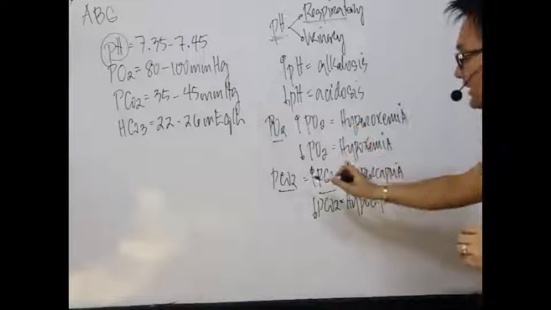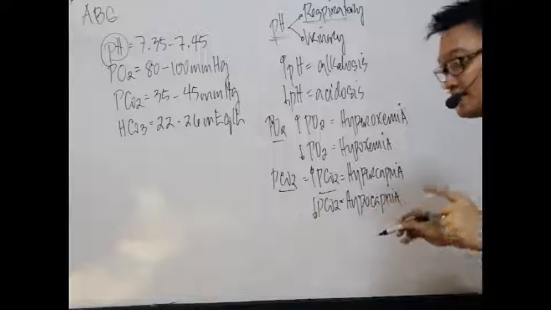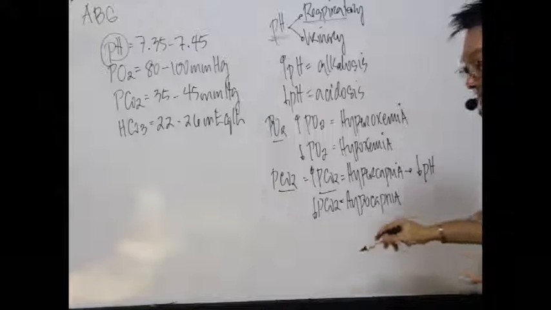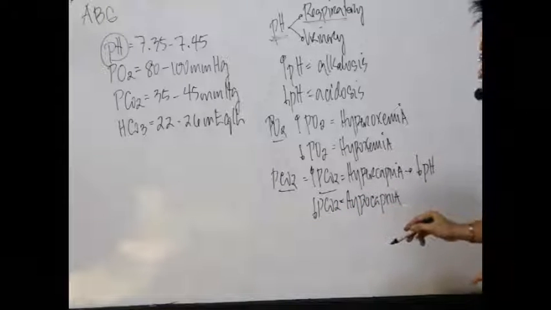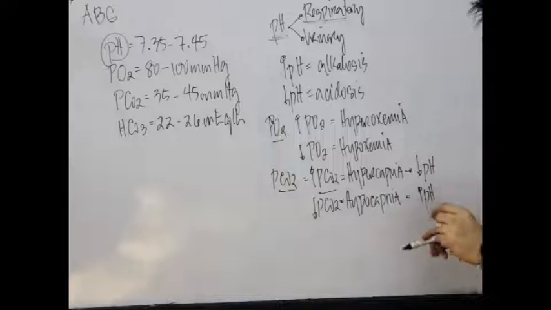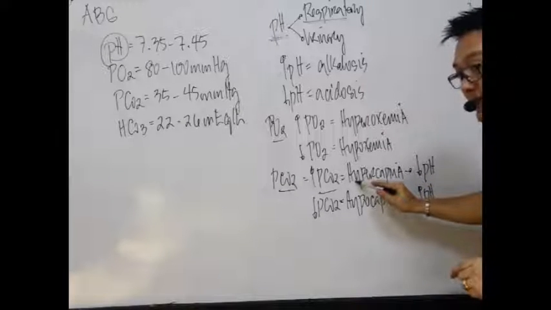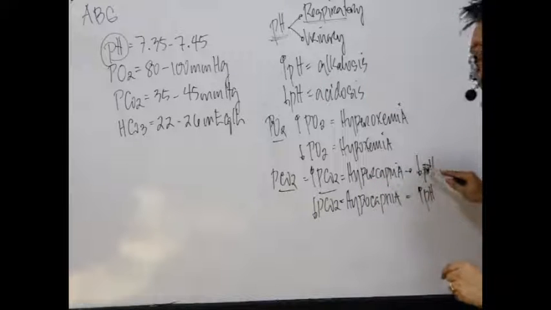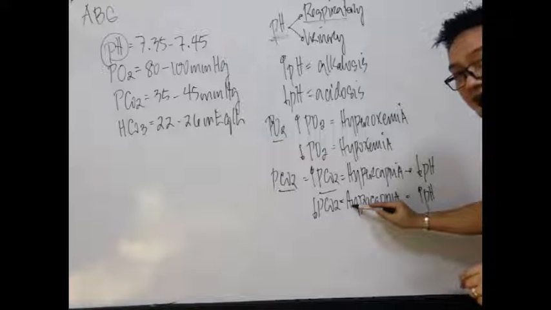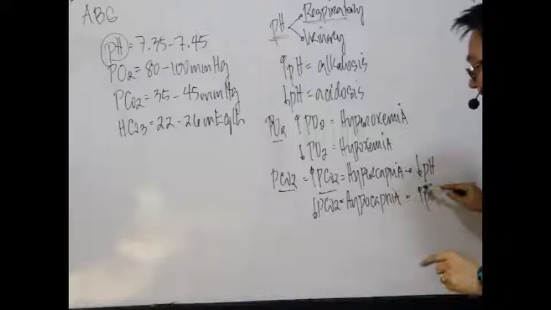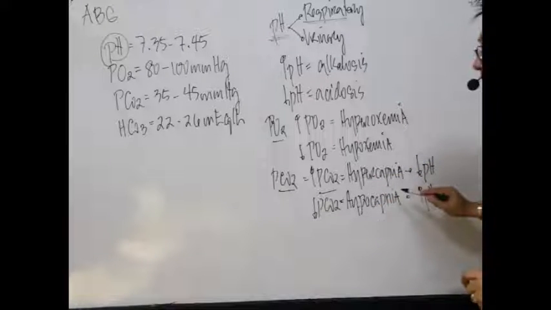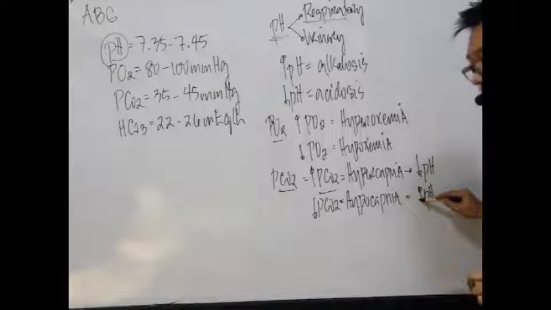Do not forget this. If there is an increase in the carbon dioxide level, the pH decreases. Can you follow? If there is a decrease in the partial carbon dioxide level, the pH increases. Therefore, it's safe to say that a patient with hypercapnia will eventually develop acidosis. A patient with hypocapnia will eventually develop alkalosis. Again, hypercapnia, acidosis. Hypocapnia, alkalosis. Are you with me? Okay, very good.